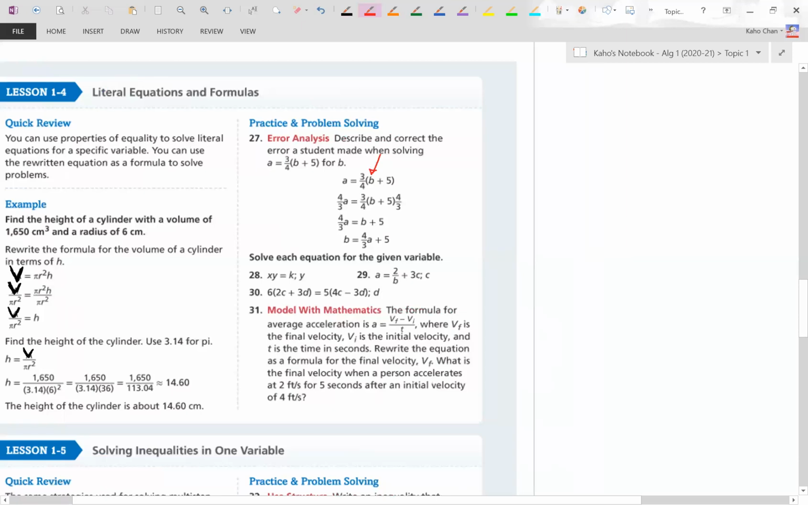All right, they multiply by the reciprocal of 3/4. That's cool. Nothing wrong with that. Then they went ahead, they swapped the 4/3 and the B without any type of subtraction. So there's your error right there. That should be -5, not +5. Okay, that's your error right there. Should not be +5, should be -5 to move it to the other side to isolate B. All right, number 28.